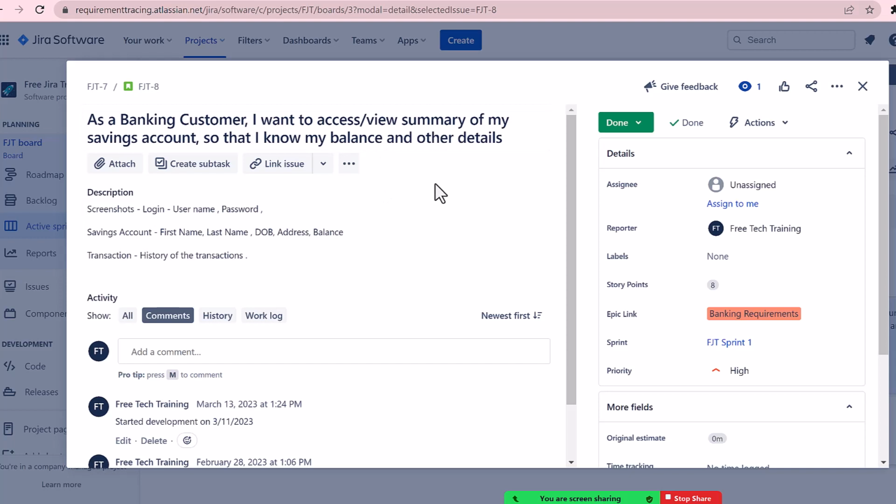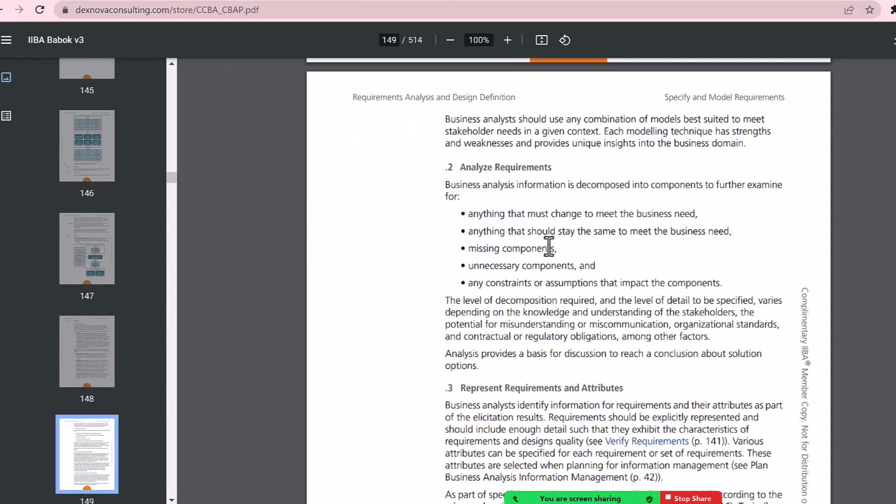You need to analyze each requirement, and make sure that if there is no constraint, or there are no unnecessary components, and it is written very well, then you have properly analyzed this requirement, right? That's how we analyze each and every requirement.